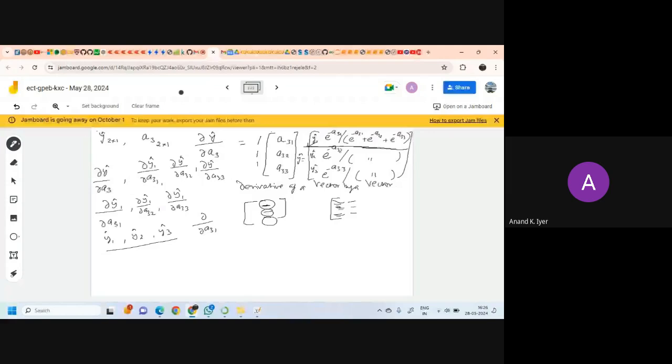Now just take one example of when we are taking the derivative with respect to a31. So let's take the example of del y hat with respect to del a31. In this there will be three parts: del y1 hat by del a31, del y2 hat with respect to del a31, and del y3 hat with respect to del a31. These are the three conditions. So first we take the first one.